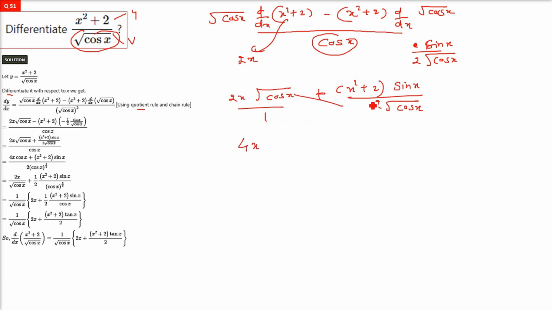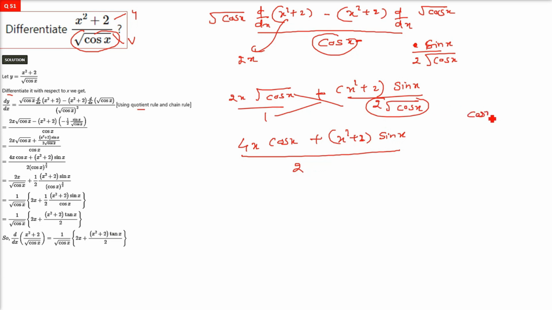2x, so 2 to 4x, under root goes. So 4x cos x. This is going to be x square plus 2 sin x, and then in the denominator we have twice of under root cos x. So we can combine them because cos x was already there in the denominator, remember? So under root cos x to the power half and cos x to the power 1, that is going to be cos x to the power 3 by 2. Well, we will be changing it, but as of now, it is cos x to the power 3 by 2.